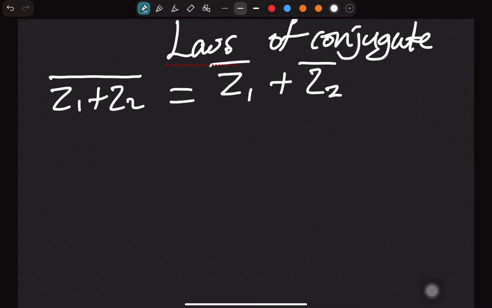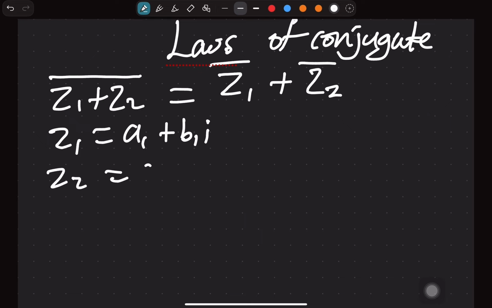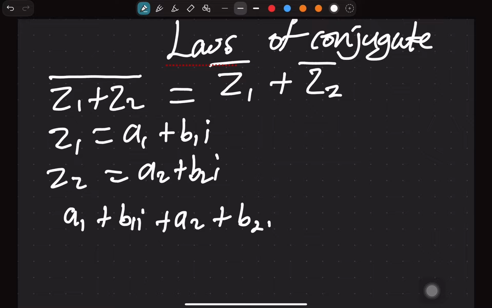Okay, now let's say z1 is equal to a1 plus b1i and z2 is equal to a2 plus b2i. Then let's try and prove this. So a1 plus b1i plus a2 plus b2i is equal to a1 plus a2 plus, let's put it in a bracket, b1 plus b2, times i.